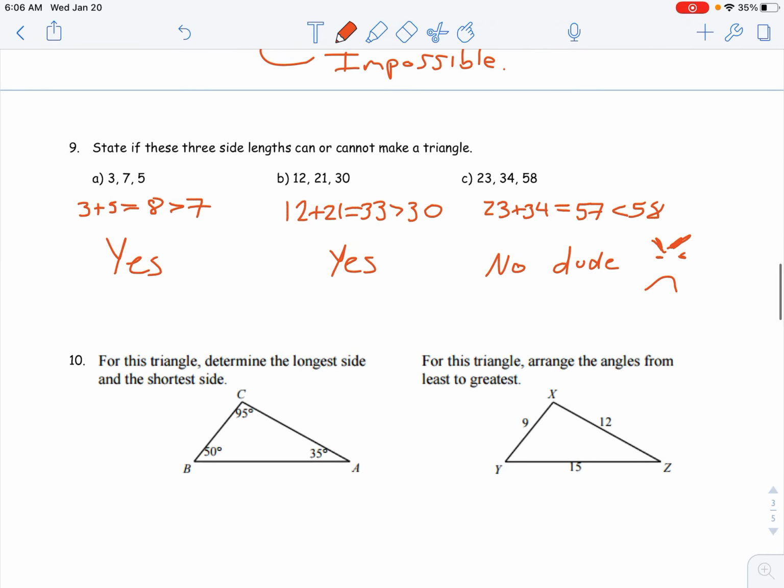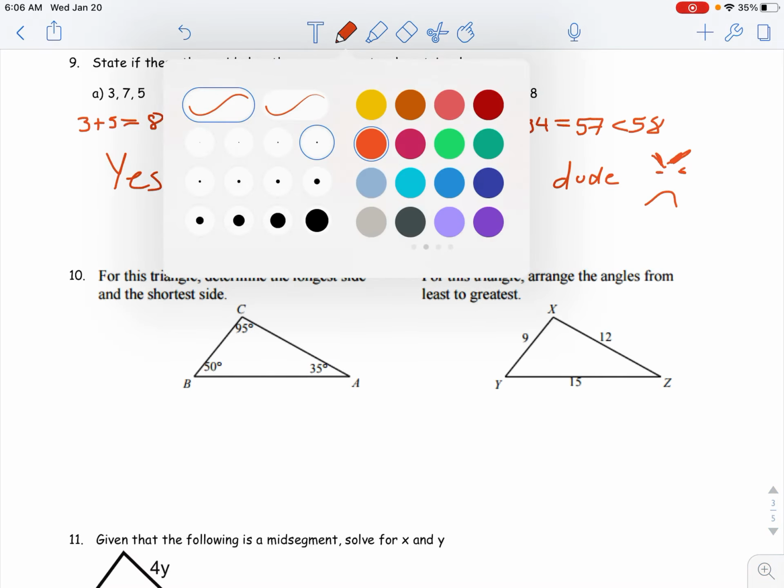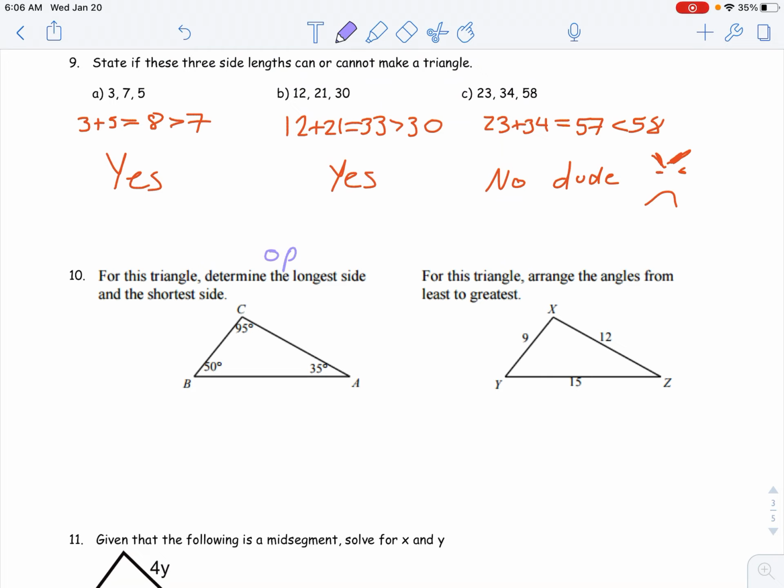All right, and then some relationships with triangles. Realizing that there's a fact where we'll write this quick fact out: opposite of each other is longest side/angle. So what do I mean by that? We're going to determine the longest side and shortest side.